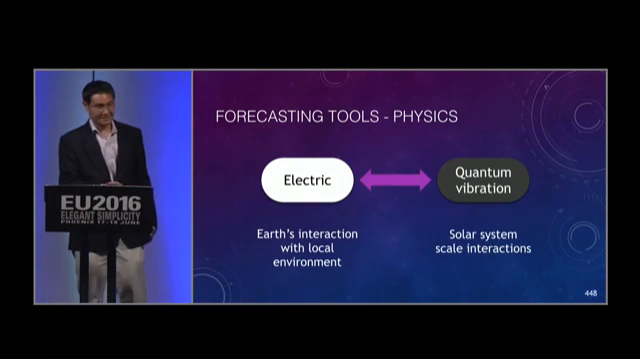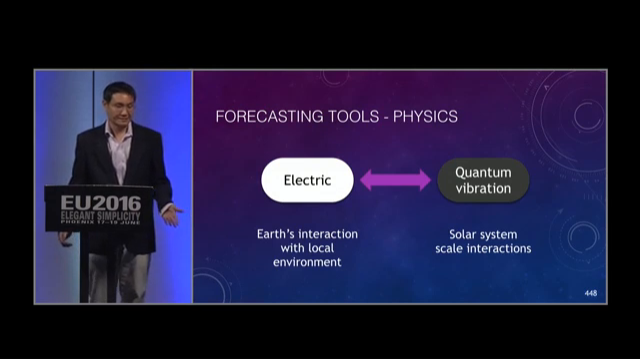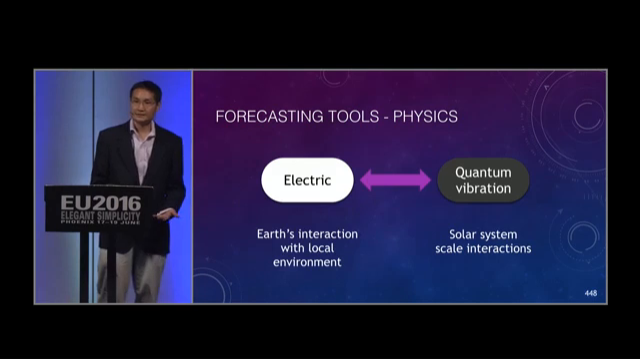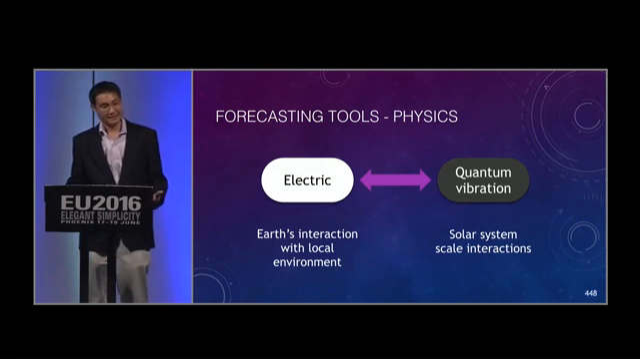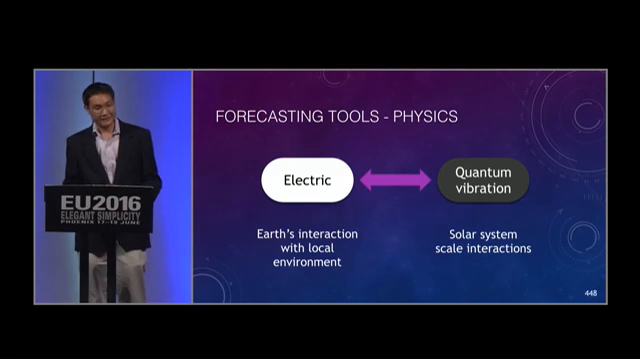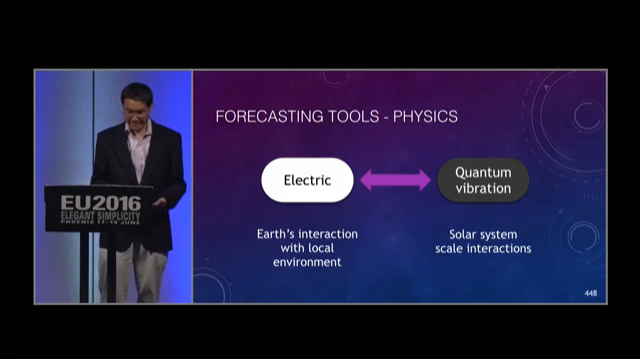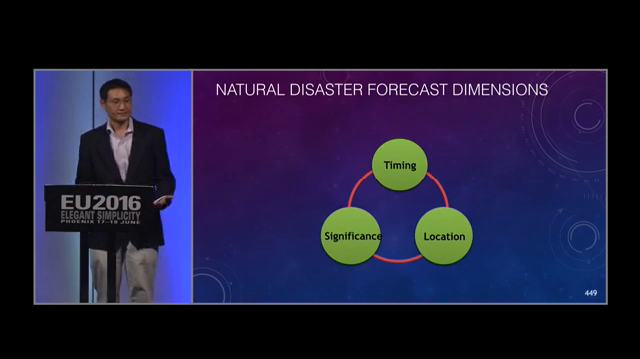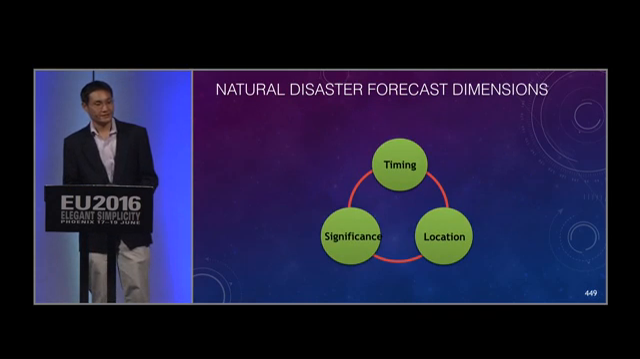So I propose to use the term quantum vibrations to explain the solar system scale interaction. And I will go over the word quantum in the future, because of why we want to use this word. So next, we're going to look at how we do the natural disaster forecast.